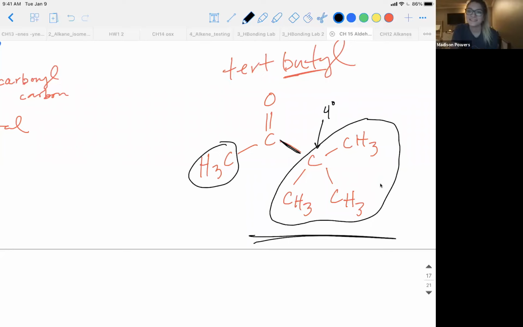Okay, yeah, that makes more sense. Thank you. Okay, so I see how that can be confusing. We don't call it a quaternary butyl group because the group by itself is a tertiary carbon until we add it onto the molecule, and then it becomes quaternary.